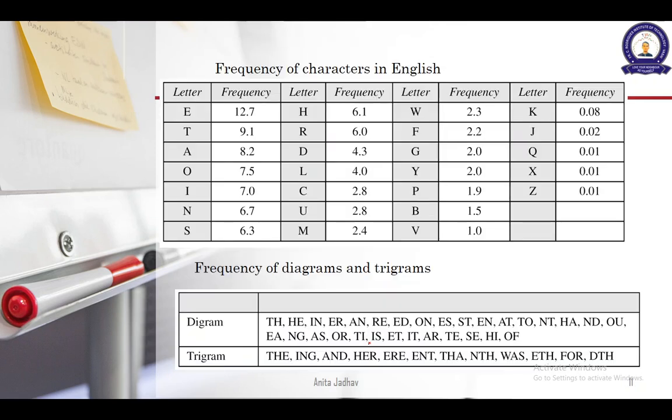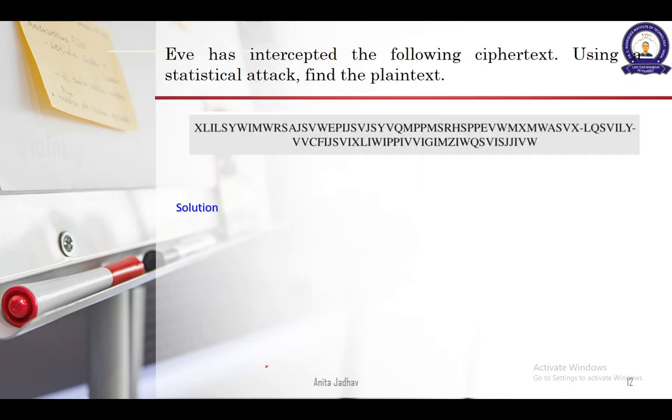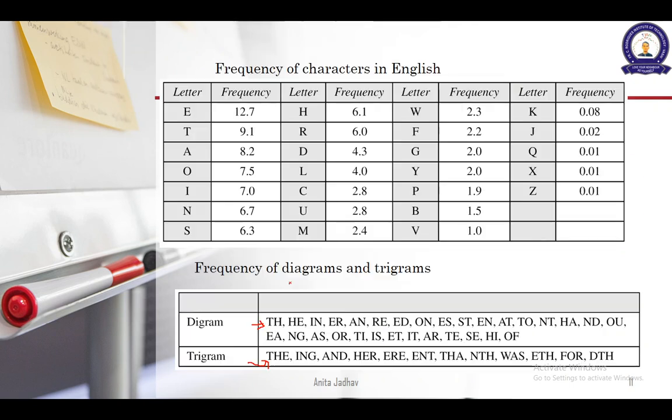So let's see the same graph in the tabular format. The letter has been written here, the frequency has been written, including all the alphabets. Then you have frequency of digrams, which I've already mentioned. So you can plot the frequencies of 2 letters. You can also plot the frequencies of 3 letters. So this way, normally if you want to break a particular cipher, you can make use of these English language characteristics.